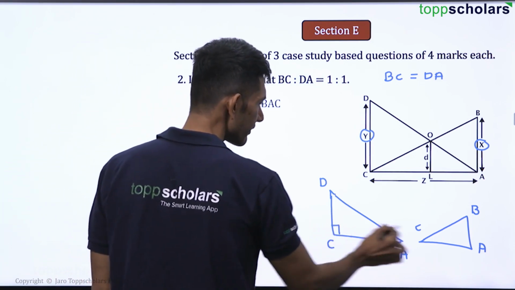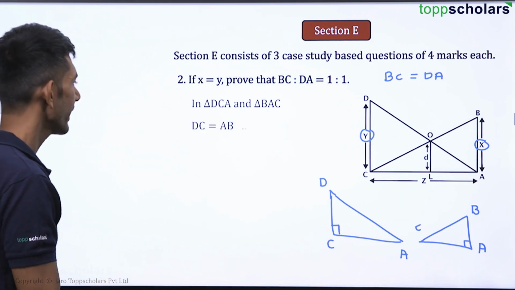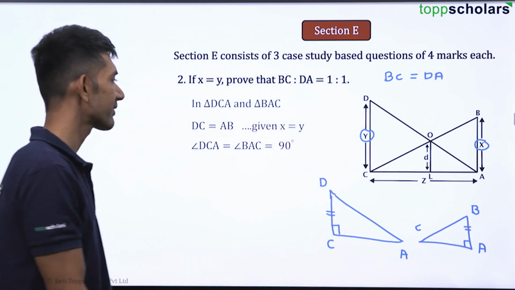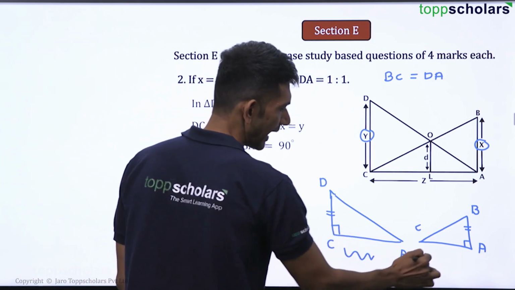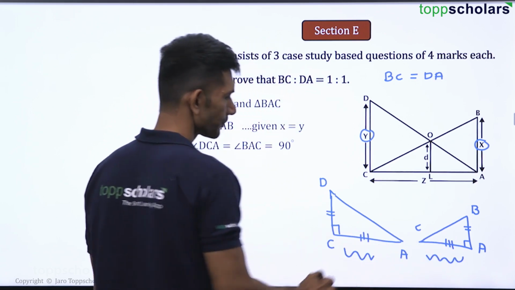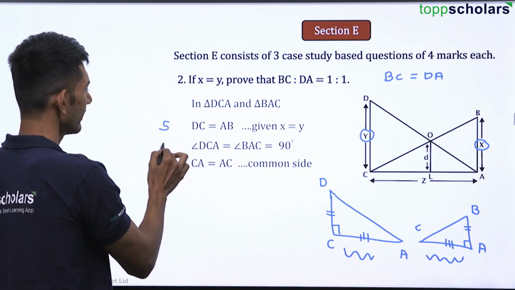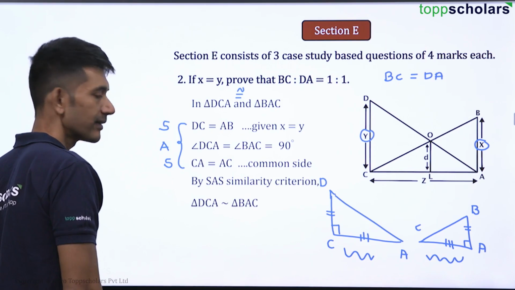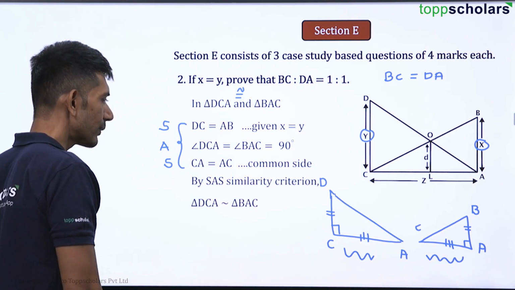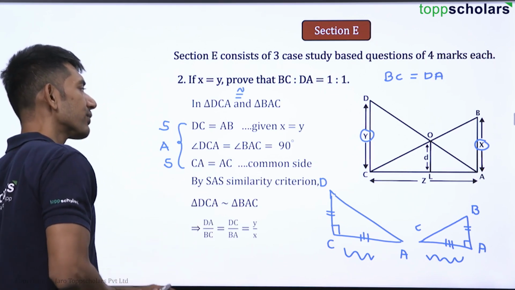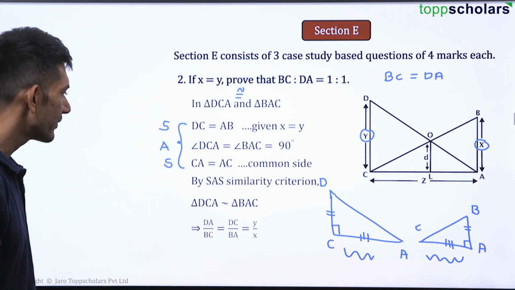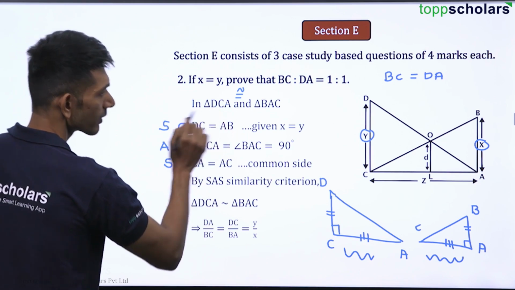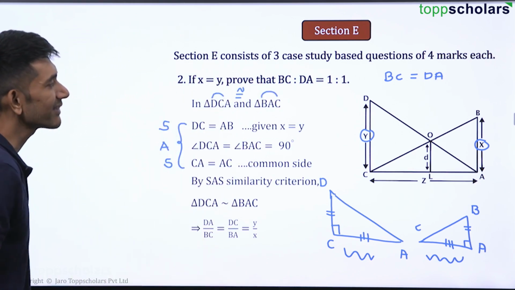Can we prove them similar? Yes. This is C 90, this is A 90, right? And also it is given that DC is equal to AB, both of them are equal, which are X. 90, 90 is there. And here I have AC and here I have AC, so they have a common side. So this is side, angle, side, so the two triangles are congruent by side, angle, side, correct? Congruent triangles are anyway similar also. So even if I take congruency instead of similarity, I can say that DA is equal to BC, corresponding sides of congruent triangles.